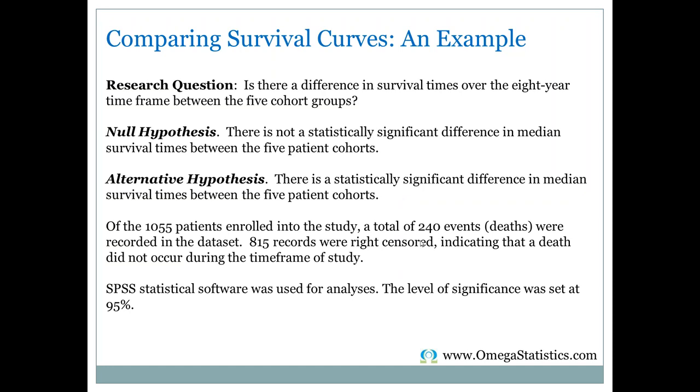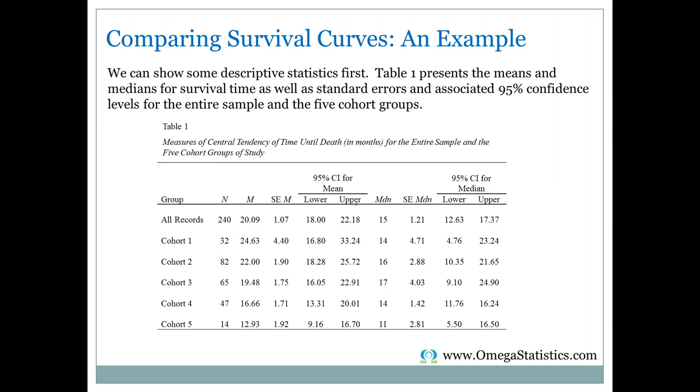So we had a total of 240 events, which were deaths, and we had 815 records that were right censored. So they did not die, or there was some other reason they dropped out, whatever, we couldn't follow them up. So I used SPSS and set the level of significance at 95%, which is what we usually do. So first we like to look at the descriptive statistics.